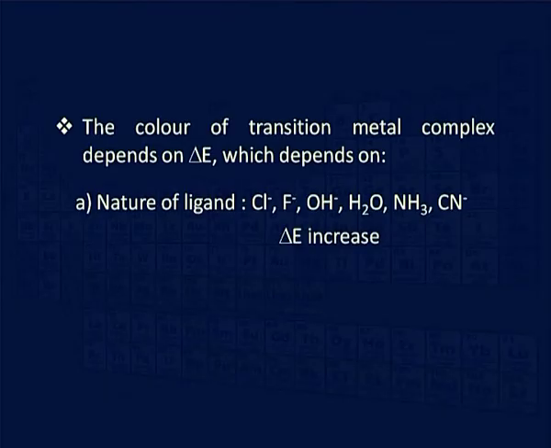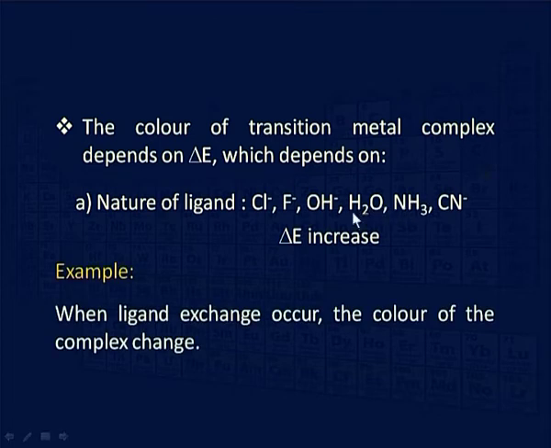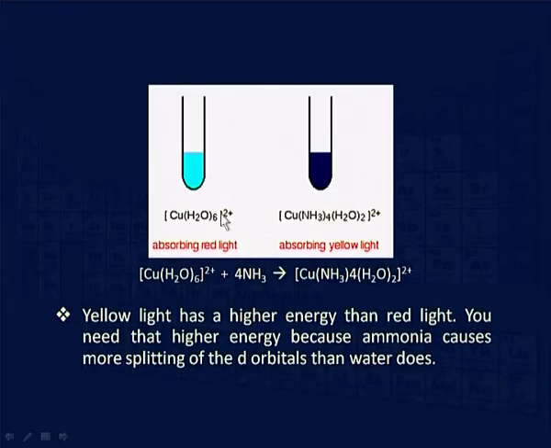The color of the transition metal complex, as I said, depends upon delta E, which in turn depends on the nature of the ligand. We have chloro, fluoro, etc., which are weak in nature, while amino, cyano, etc., are very strong ligands. So, when a ligand exchange reaction occurs, the color of the compound or the complex changes. Let us understand it by taking one example. We have a copper complex, an aqua complex having water as a ligand, which is absorbing red light, and therefore, it appears greenish in color.